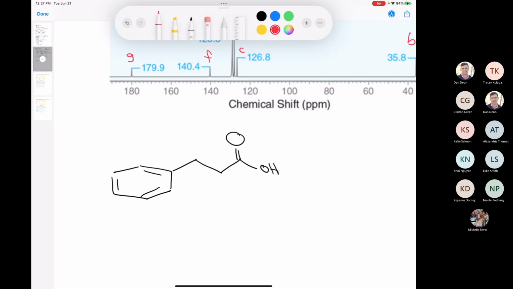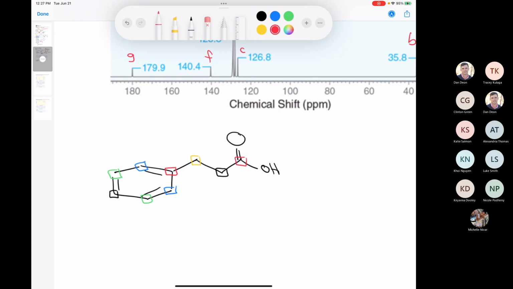But remember that there's free rotation around this bond. And so we have this carbon in the aromatic ring, but these 2 carbons are chemically equivalent. These 2 carbons are chemically equivalent. And then this carbon is unique. Of course, we have other unique carbons, this one here, and then this one here.